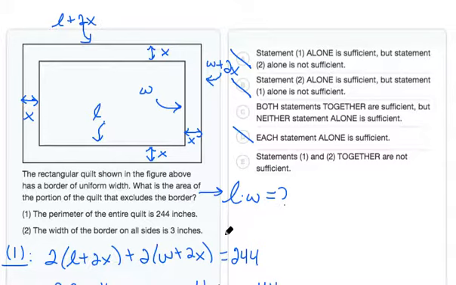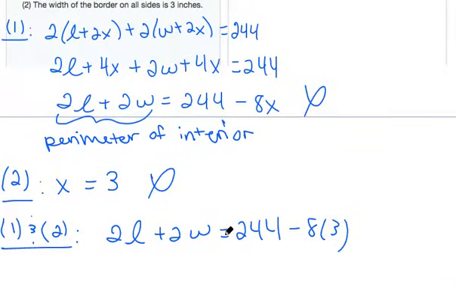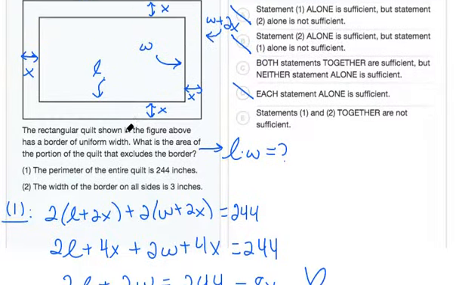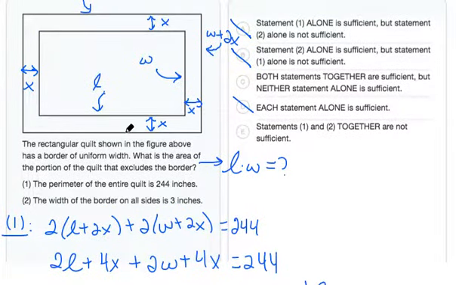So in that case, both of our statements together are still not sufficient, by the same logic as in statement 1. So we can eliminate answer choice C, and our final answer choice would be answer choice E. Both statements together are not sufficient.